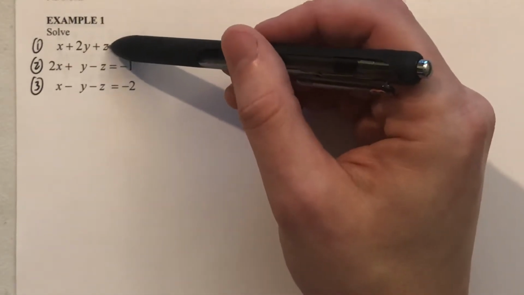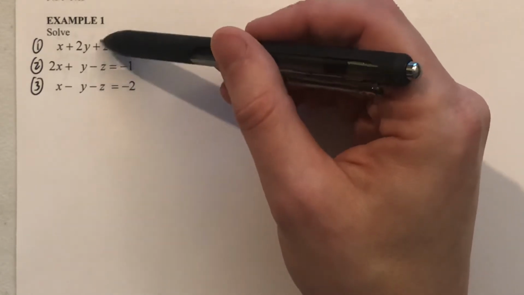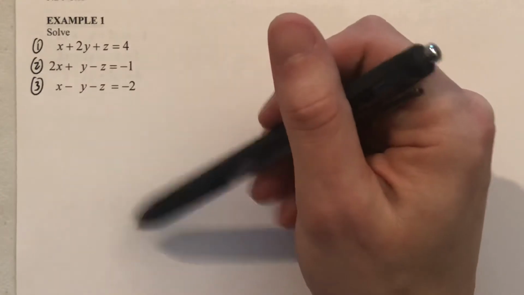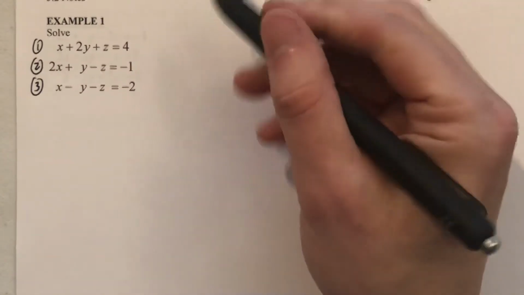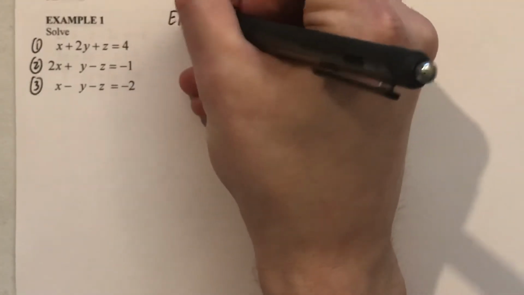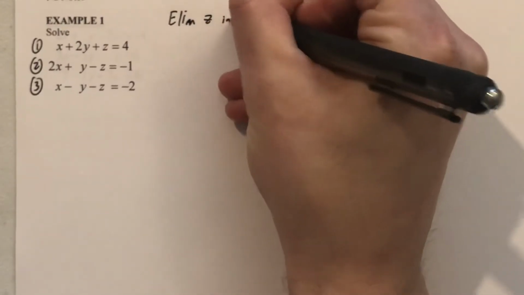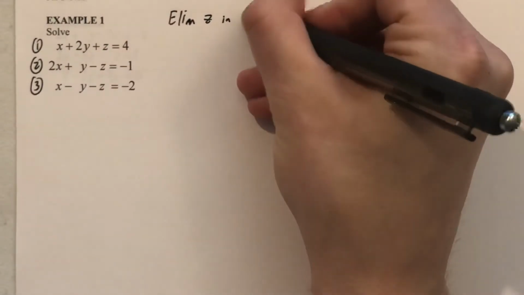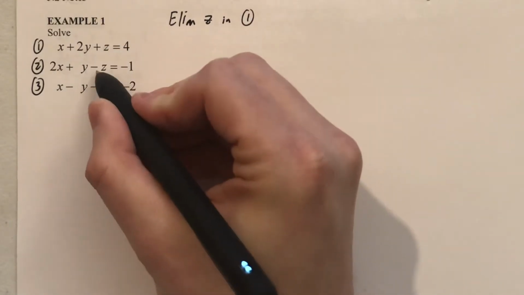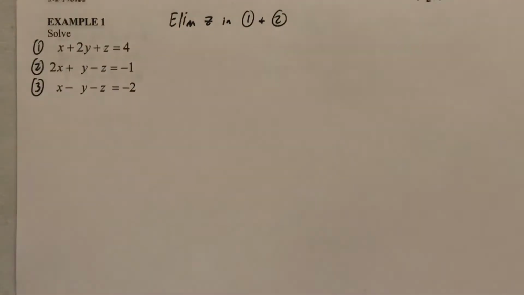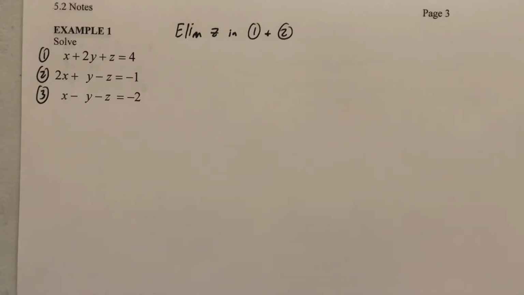But notice, the coefficients on my z's are a positive 1, a negative 1, and a negative 1. I already have some matching numbers and some opposite signs. I like to label this just to stay very organized. I'm going to eliminate z. If I say equation 1 has a positive 1 in front of the z, then if I go with equation 2, which has a negative 1 in front of the z, I have essentially no work to do whatsoever.